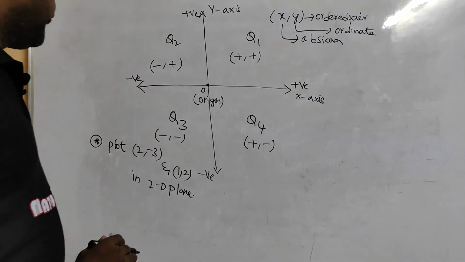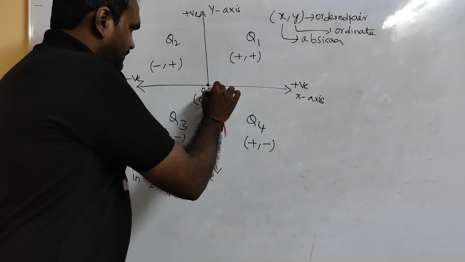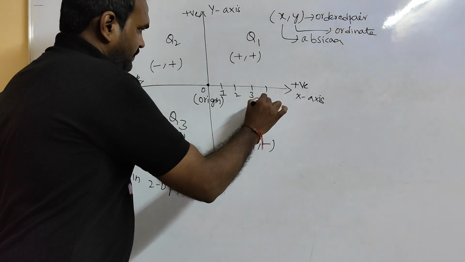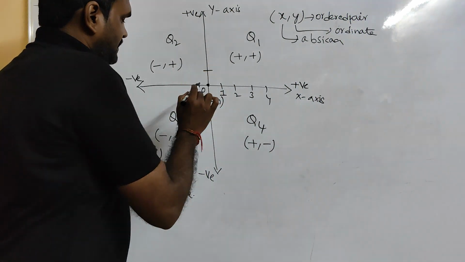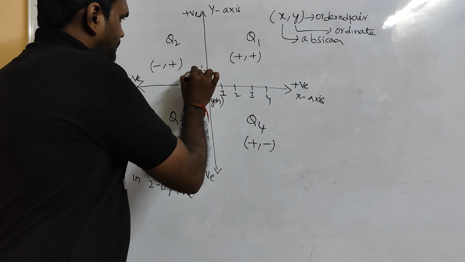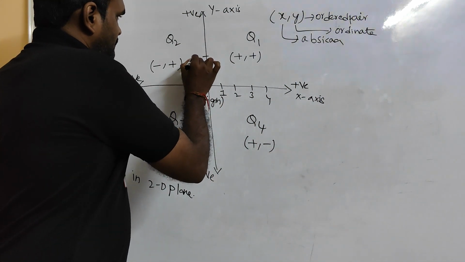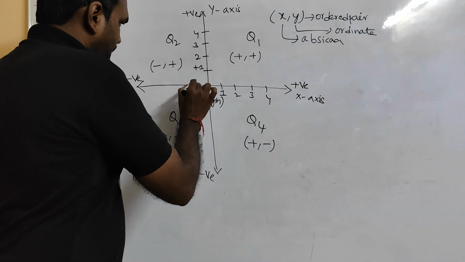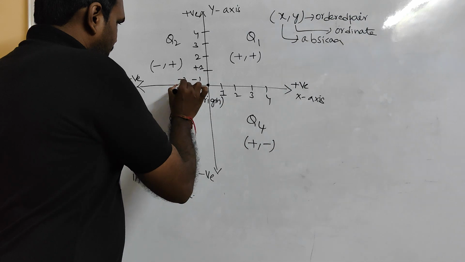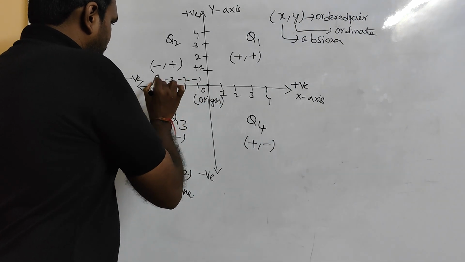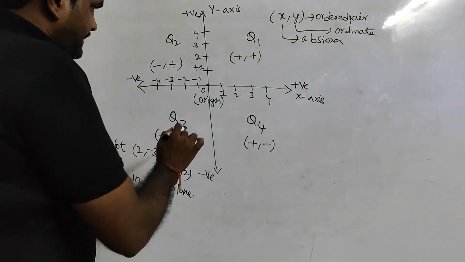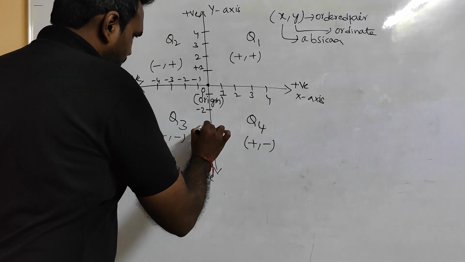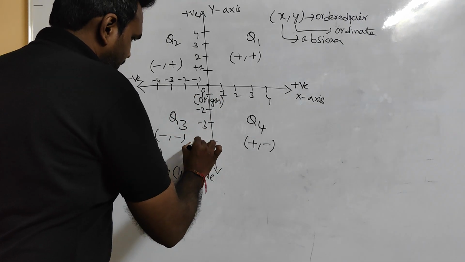Here I am marking 1, 2, 3, 4. Here also I am marking plus 1, 2, 3, 4. On the negative side we have to mark minus 1, minus 2, minus 3, minus 4. And here again, minus 1, minus 2, minus 3, minus 4.